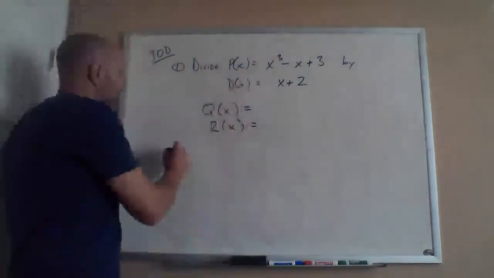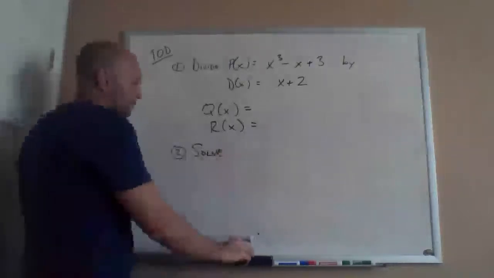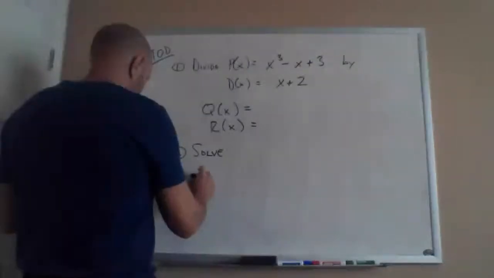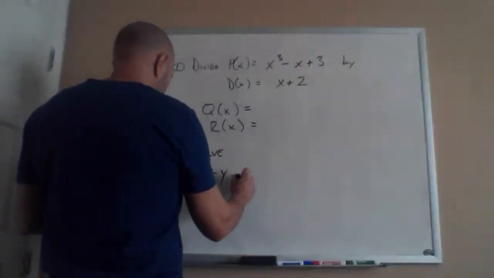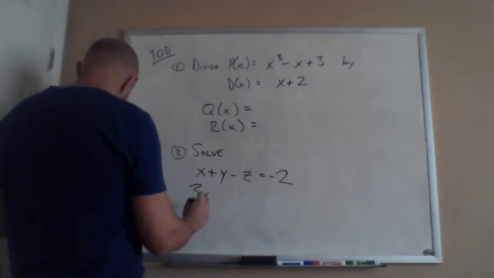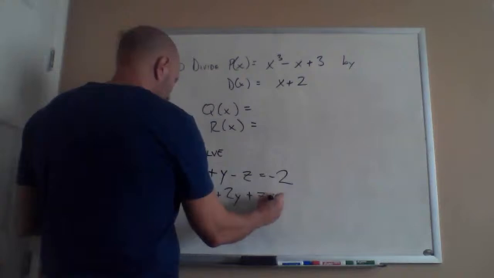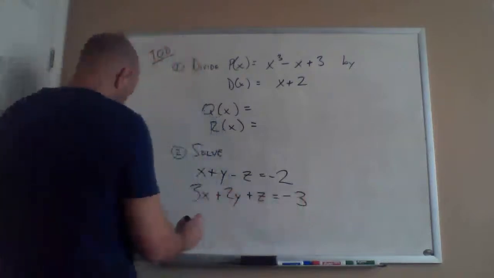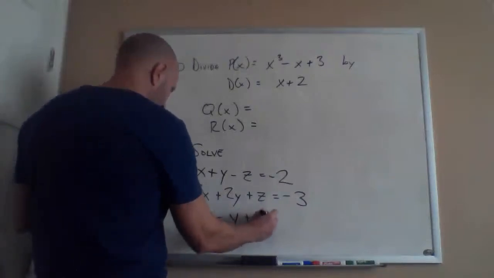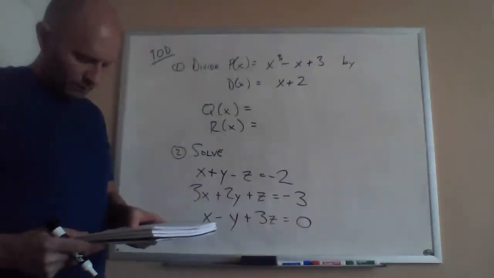All right, so that's the first one. Number 2, kind of a flashback here to make sure you guys are still good at doing these. So solve x plus y minus z equals -2, 3x plus 2y plus z equals -3, and x minus y plus 3z equals 0. So go ahead and try those.